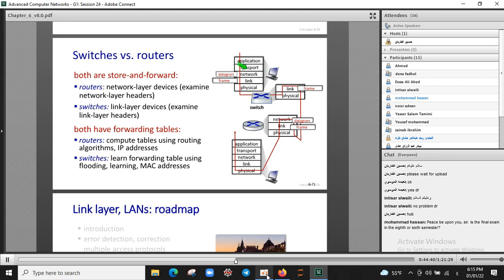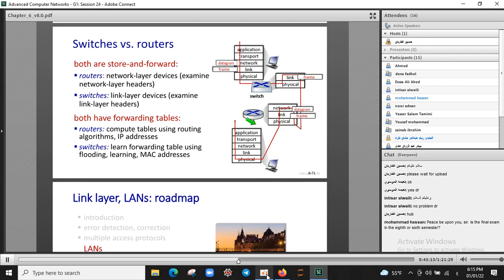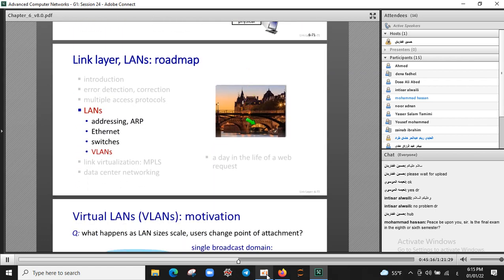You can see here, my packet is sent over this network here, and this switch. Look at this one. This switch has only 2 layers, layer 1 and layer 2. But this router has 3 layers: physical layer, link layer, and network layer. This is the difference between the switch and the router. A switch works inside a network, and a router works between the networks. Okay.